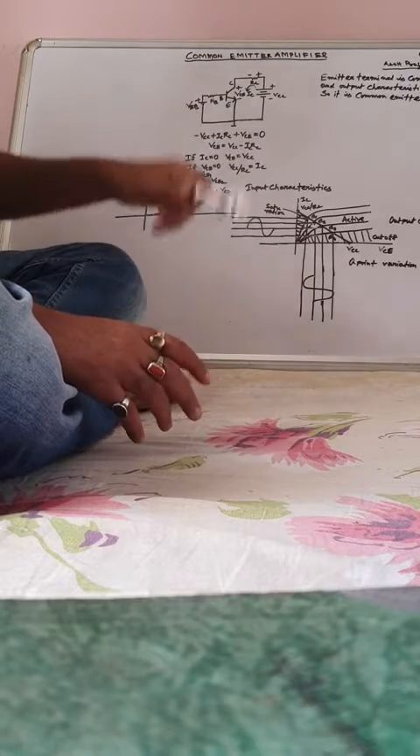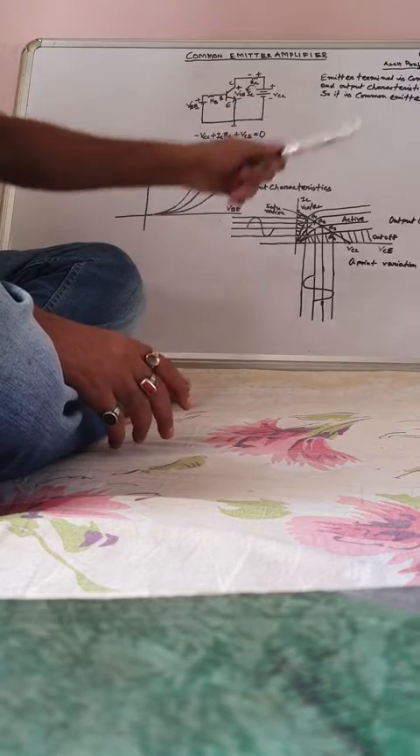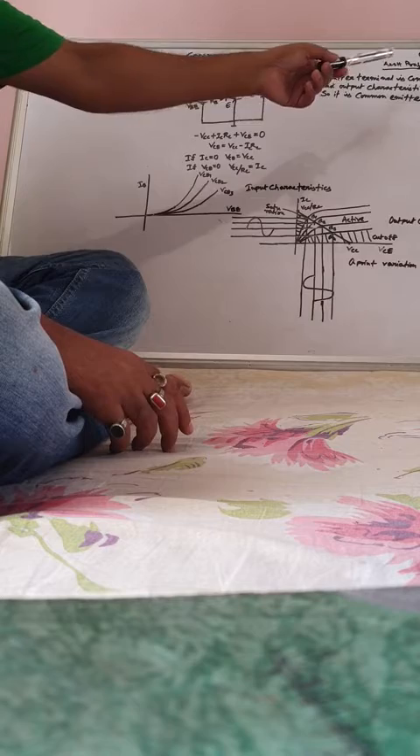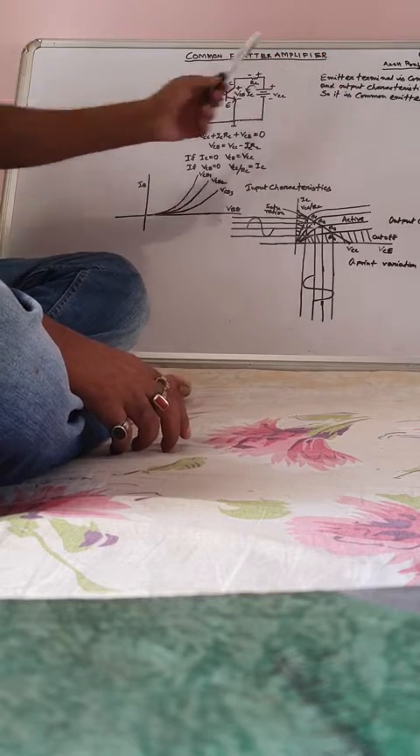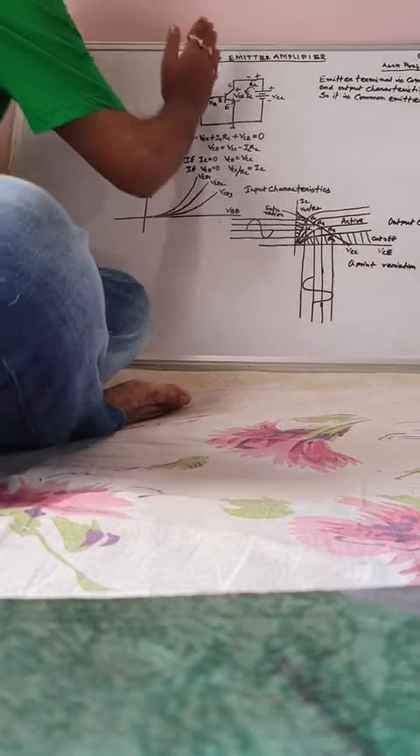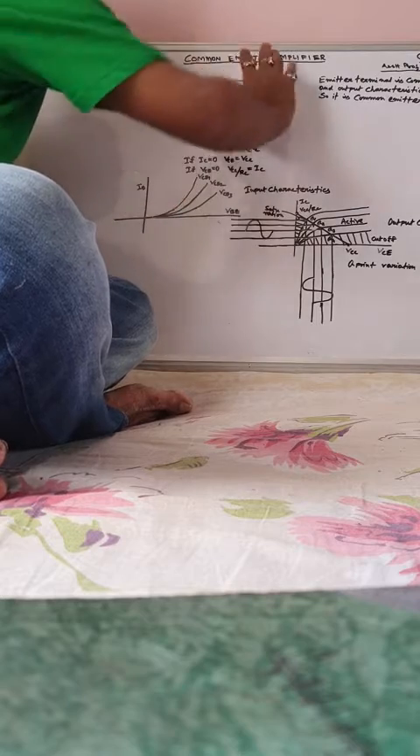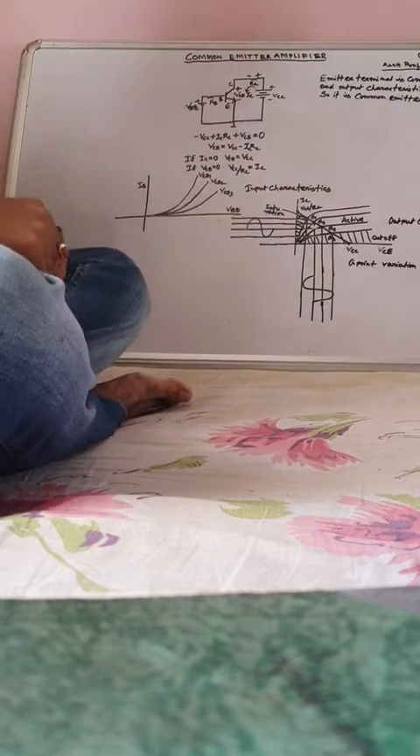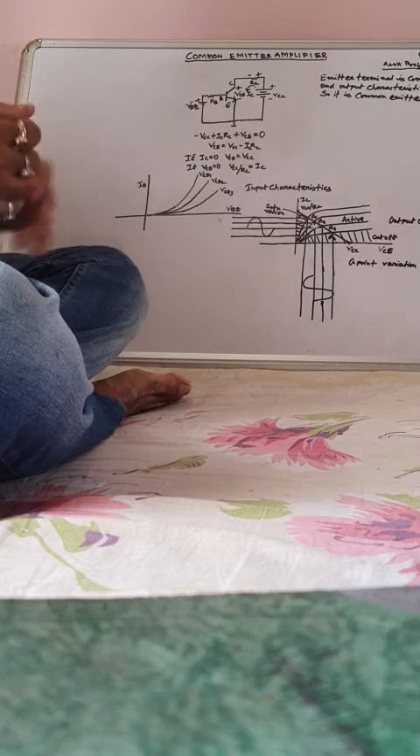This is the circuit of common emitter amplifier. Why is it called common emitter? Emitter terminal is common for both input and output characteristics. This part is your input characteristics, this part is your output characteristics, and emitter terminal is grounded.